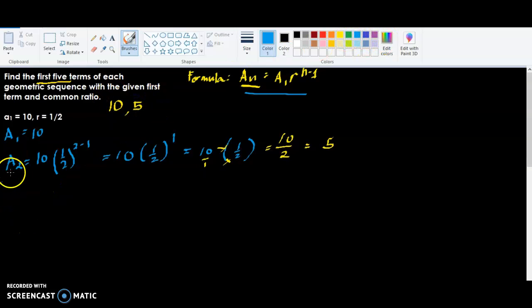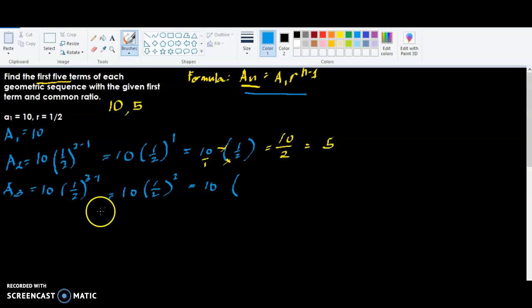Next, let's calculate for the third term. For the third term, we have 10 times 1/2 raised to 3 minus 1. We have 10 times 1/2 raised to 2. Even without a calculator, you can do this. What is another way to find the value of 1/2 raised to 2? If we go back to the law of exponents, if we are raising a fraction to a power, we raise both the numerator and the denominator to that power. So, we raise 1 to 2 and we raise 2 to 2. We know that 1 raised to 2 is still 1, and 2 raised to 2 is 4.